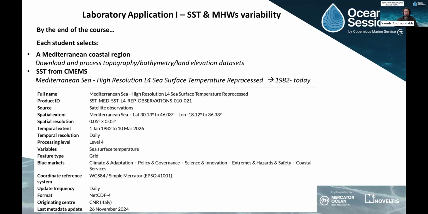Each student has to choose a Mediterranean coastal region and gather all the data for their region, and of course, some topographic information. And for the temperature, we use this product, which is a relatively high resolution product, around 5 kilometers, but it's daily and it covers a long period, more than 40 years, from 1982 until today.